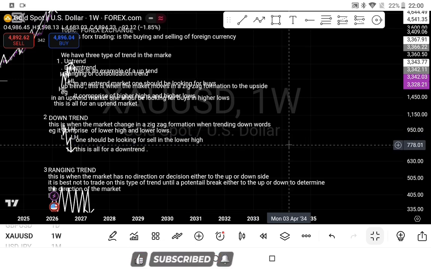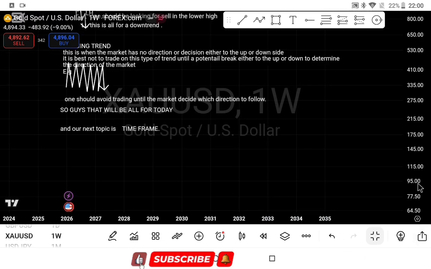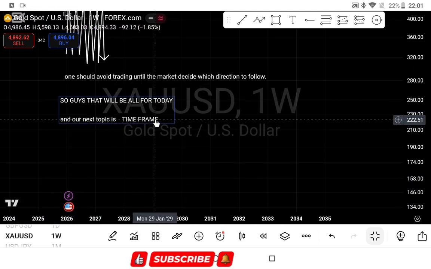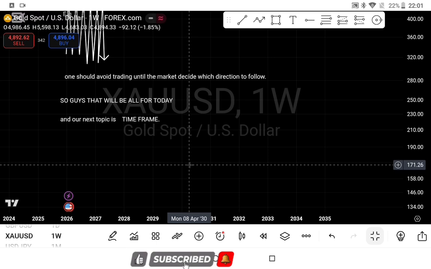And as I stated here, tomorrow we'll be talking about time frames, because we have different types of time frames in the market, and as a trader you need to understand every single time frame, because they are of most importance to you, because every single time frame has its own different perspective towards the market.